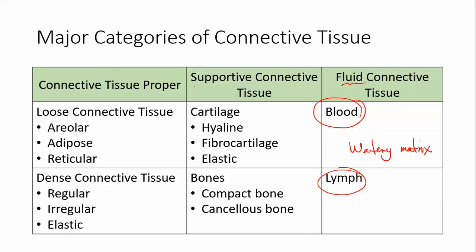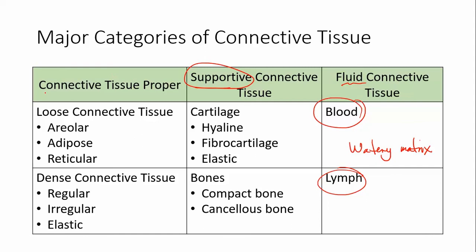Supportive connective tissue does what its name says. It supports things. So cartilage will form a supportive structure in parts of your body. There are multiple types of cartilage, but we'll talk about that in more detail when we actually talk about the skeletal system later in the year. And then you have bones, which there are also multiple types of bone tissue, but like I said, we'll talk about that with skeletal tissue.